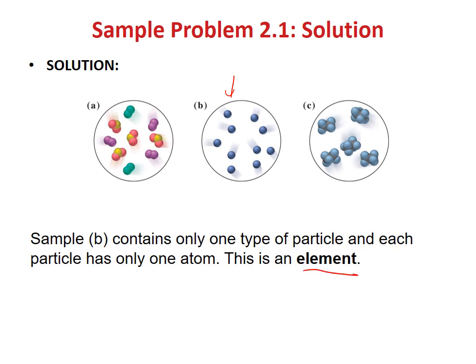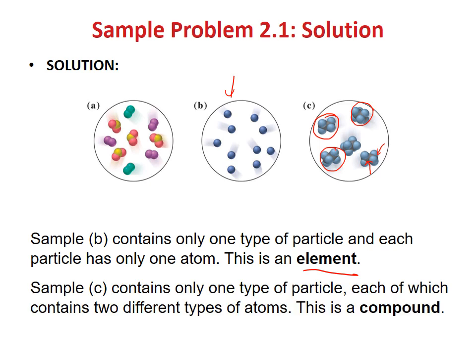In C, also one type of particle, or molecule. This molecule has two types of atoms bound together. If you look closely, you will see a blue ball and a gray ball inside. So two types of atoms are bound together to form a molecule, and therefore this is a compound. A compound has one type of particle, and that's molecules. One kind of molecule, but the molecule has different atoms.